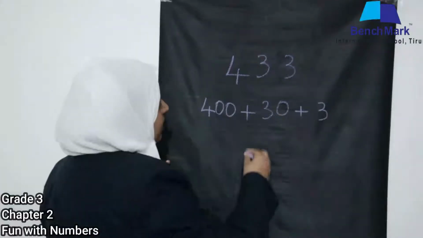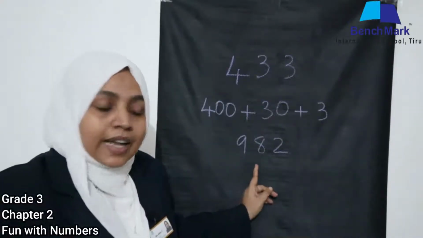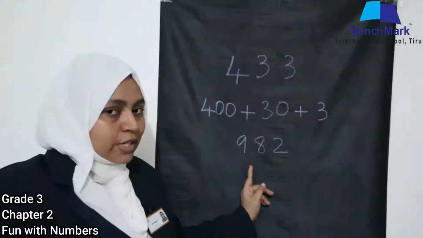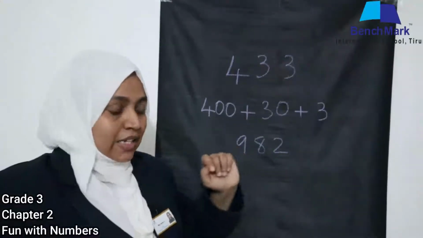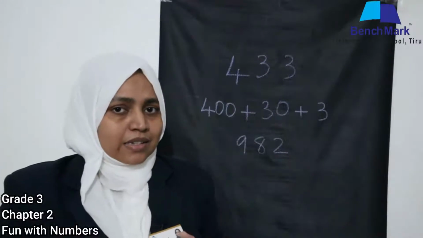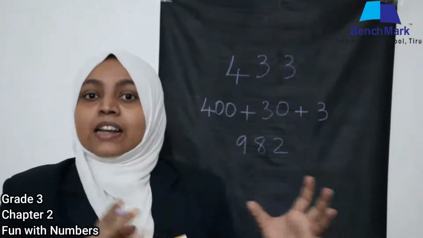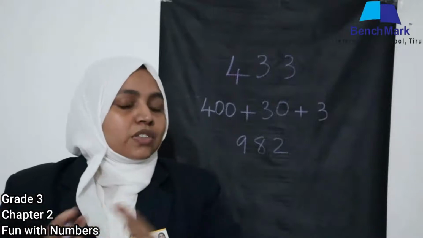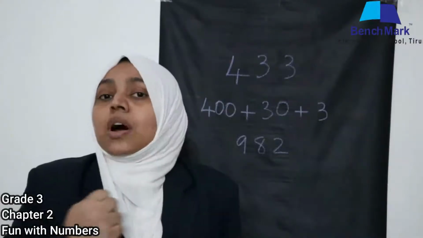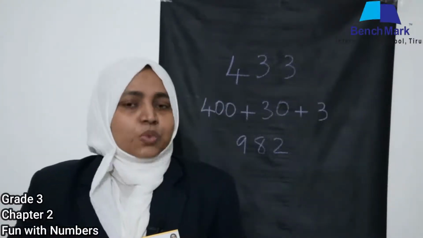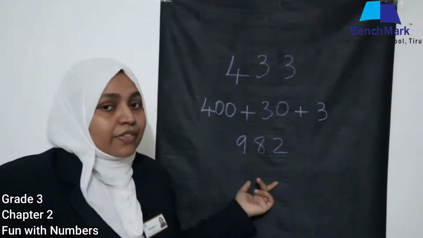Let us see another example. 982. 9 in hundreds place, 8 in tens place, and 2 in ones place. So how will we expand this? 900, from that word itself we will get it as 9 hundreds are there. 9 times hundreds, just think, 1 time 100 is only 100. 2 times 100 is 200. You just imagine that you have 200 rupees notes in your pocket. So what is the total amount in your pocket? 200. Same way here, 9 hundreds are there.